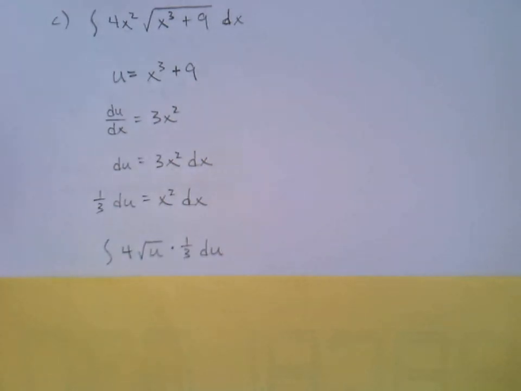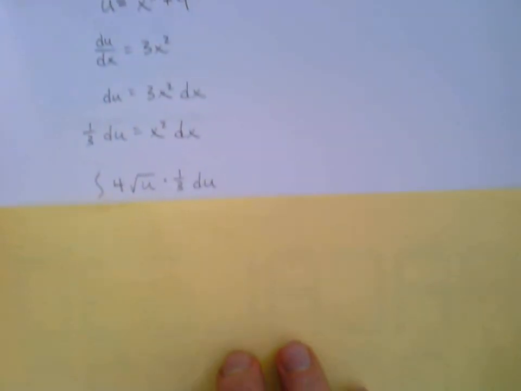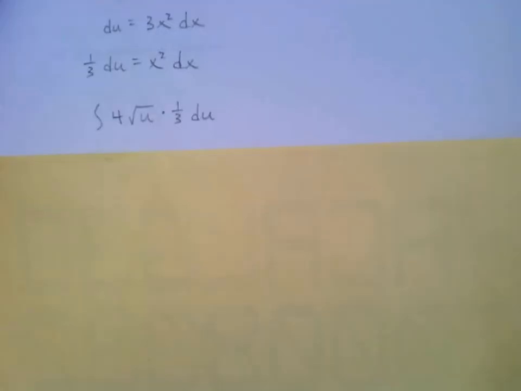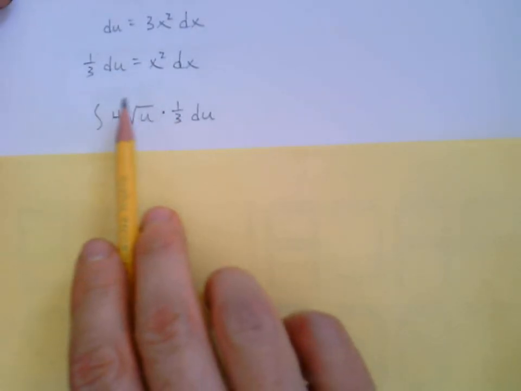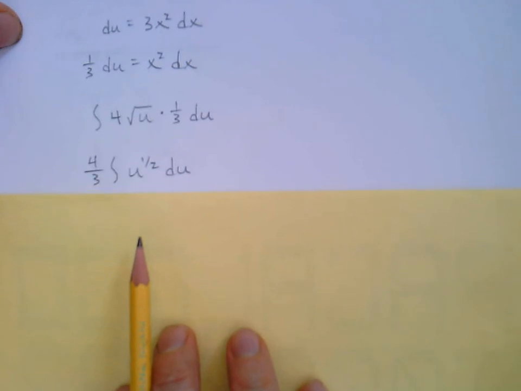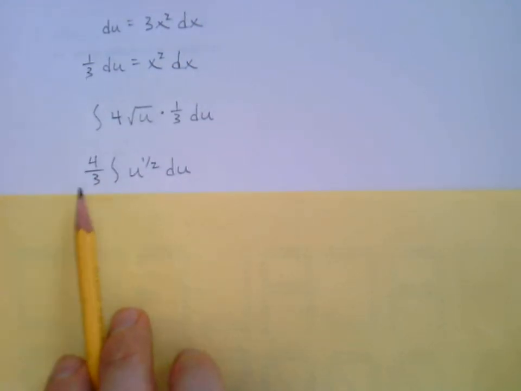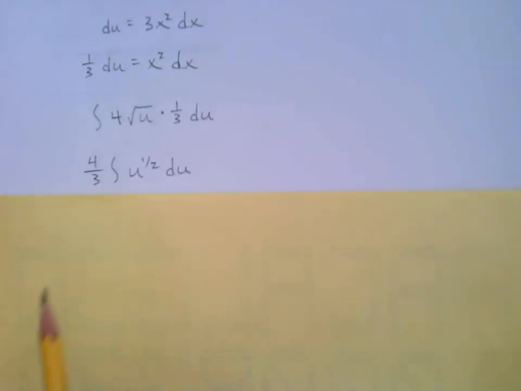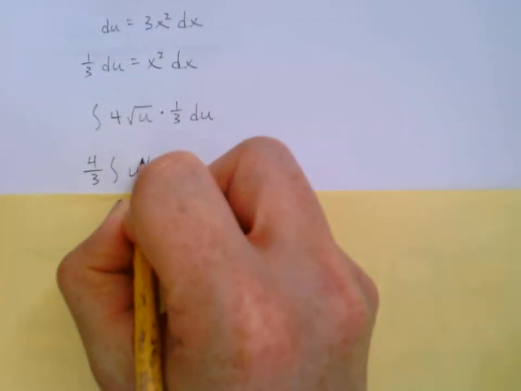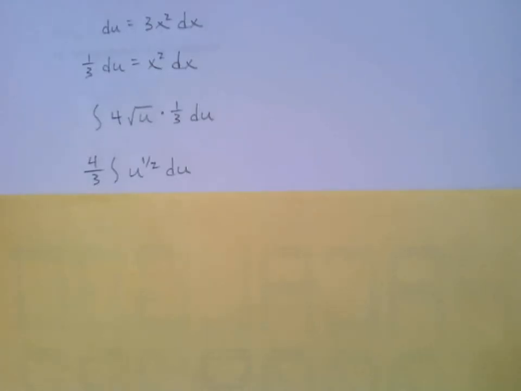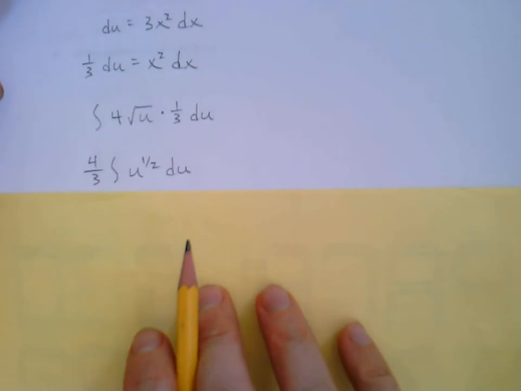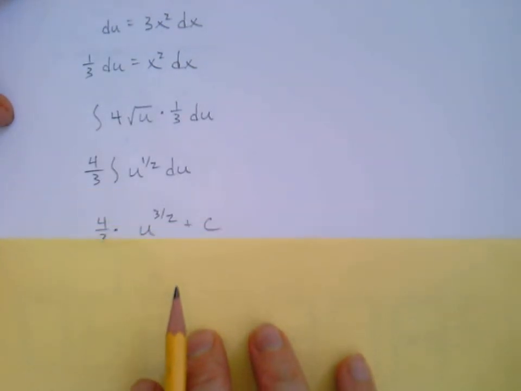Okay, before we take an antiderivative, let's clean it up. So if I have this 4 and this 1/3, I'm going to move them out in front of the integral because they'll just be constants that carry along. Also, square root of u, definitely want to think of that as u to the 1/2 so that I can do my antiderivative. Okay, let's go ahead and do that now.